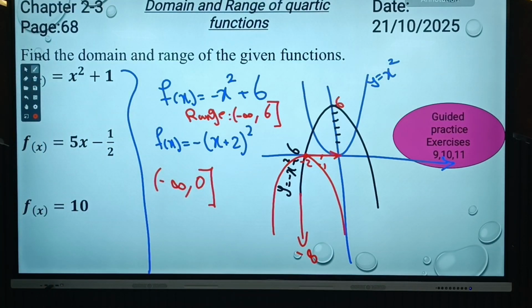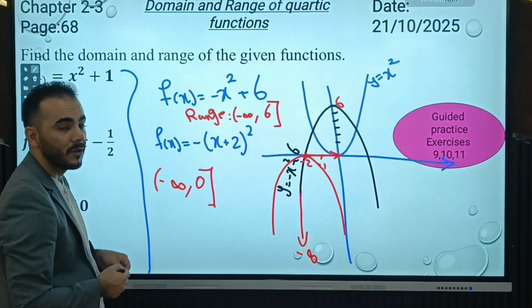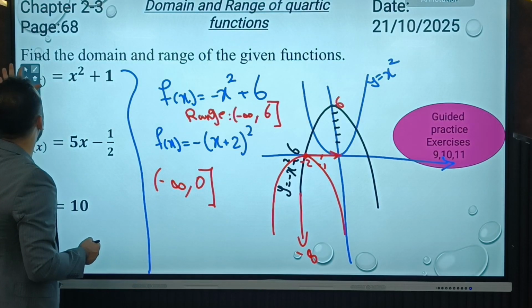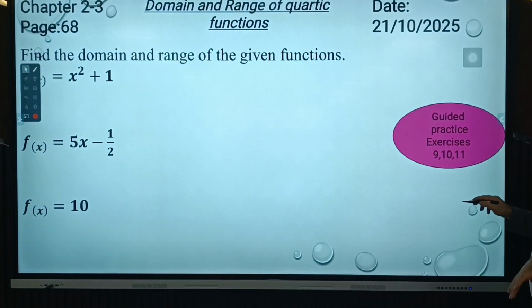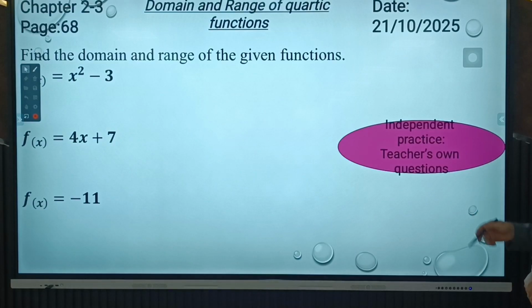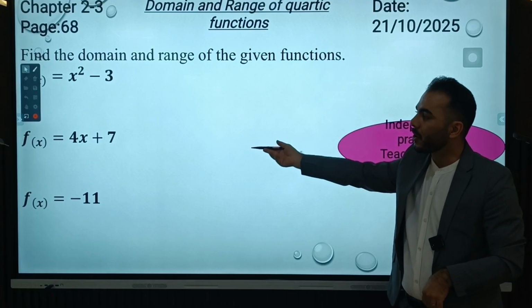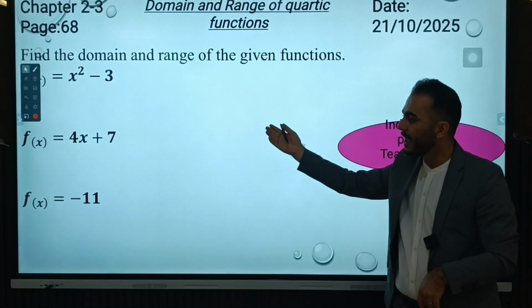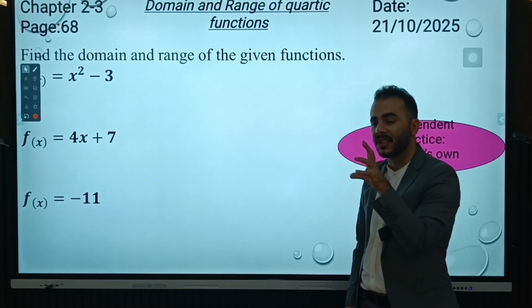I hope that these kinds of questions that I gave you will be helpful and fruitful, inshallah. I will leave these questions for you. I hope that you can solve them by yourself because I already solved them. It's a quadratic function, so you can just draw its graph. It's a linear function, so both domain and range are all the real numbers. It's a constant function. In a constant function, the domain is all the real numbers, and the range is exactly that number, which is negative 11. I already solved the question.